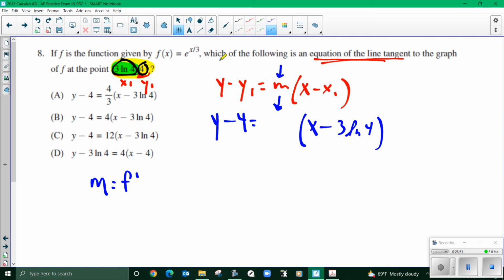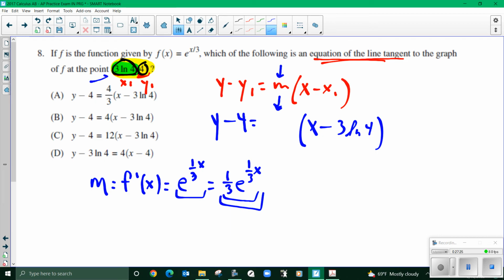So the derivative of my function first. I'm just going to say e to the 1/3 x. Anytime I take the derivative of e, you start by writing it down exactly the same: e to the 1/3 x times the derivative of just the exponent. The derivative of 1/3 x is 1/3, so I'm just going to put that out front. This is the derivative here. So now I want the derivative at this x value, at an x value of 3 ln of 4.